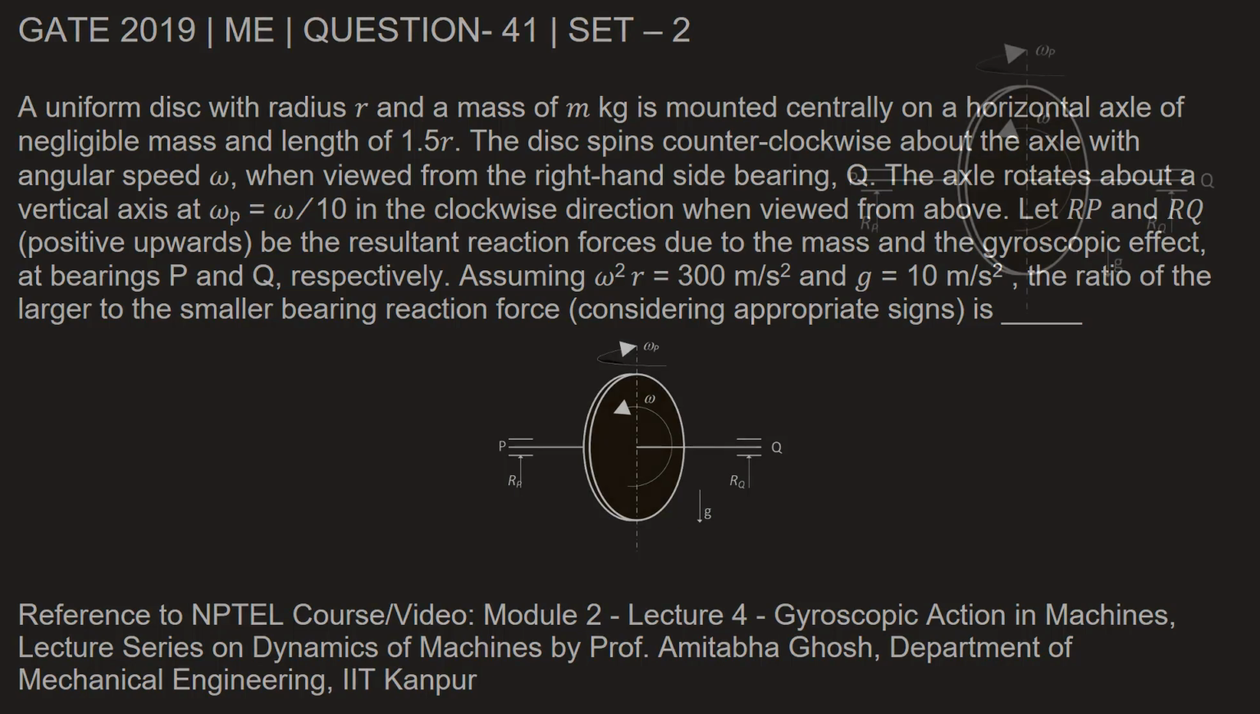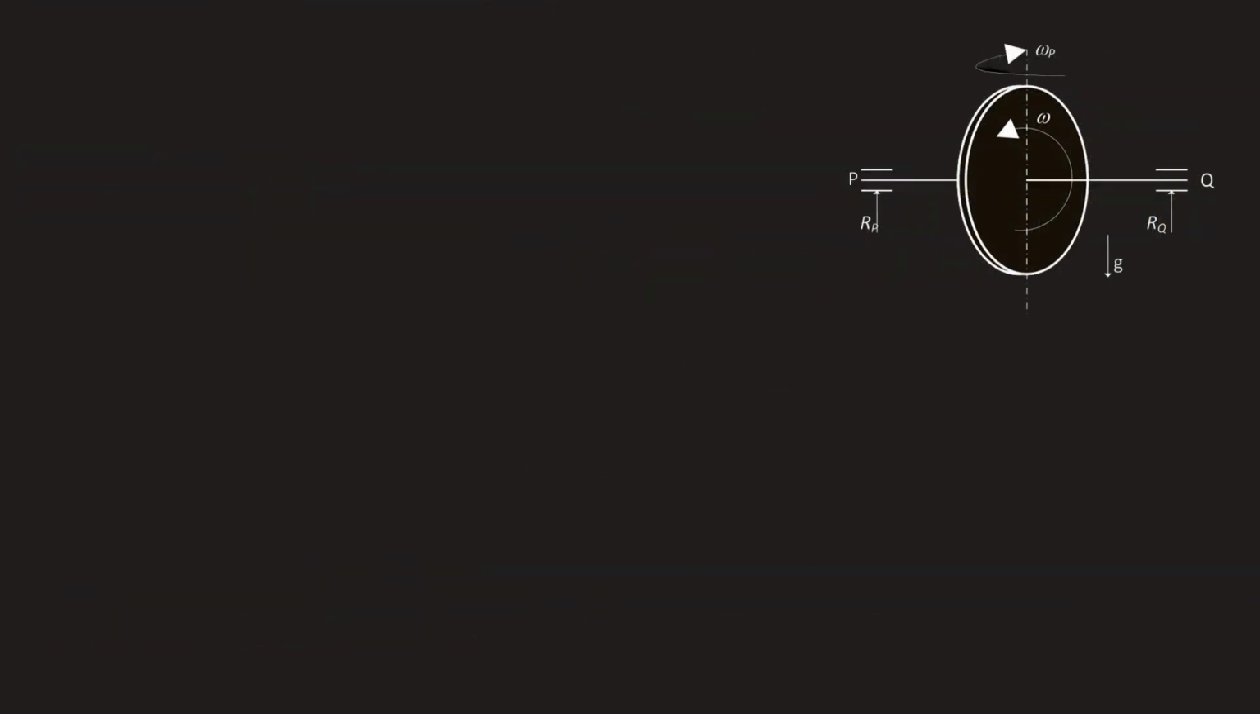Let's find out. So we need to consider two effects as given in the question, the gyroscopic couple and the mass of the rotating disc. It's also given that omega p, which is the angular velocity clockwise when seen from above, is omega by 10, and omega is the angular velocity of the disc rotating anticlockwise in its own plane. r is the radius of this disc and 1.5r is the distance between the two bearings, because this is given to be the axle length.